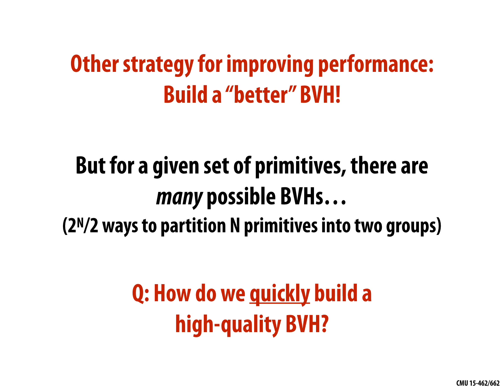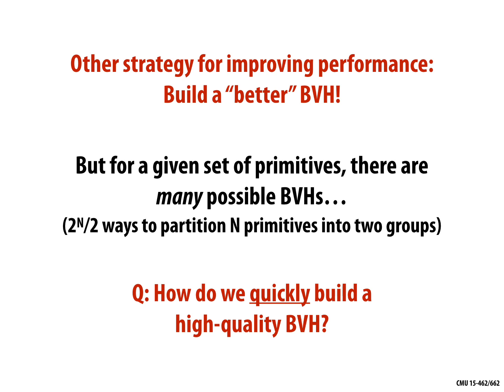Another strategy for improving performance with a hierarchical data structure is to simply build a better bounding volume hierarchy, or build a better tree. Okay? But unlike a list of integers, there are lots of possibilities for how I can arrange this data. There are many different ways to partition my primitives into this tree structure. In fact, there are 2 to the n over 2 ways to partition, way more than I could possibly explore exhaustively. And so we're faced with this important question: how do we quickly build a high quality BVH?